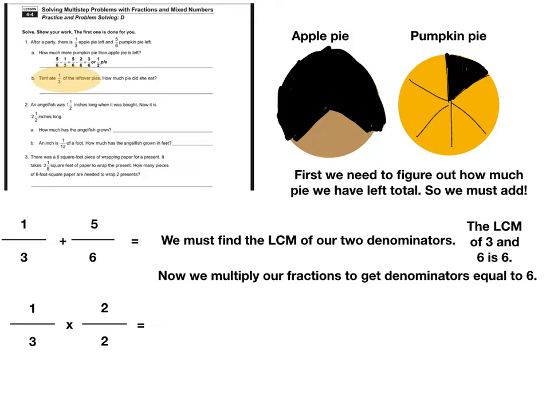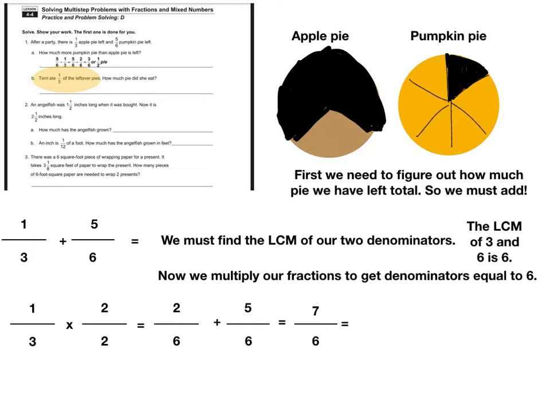Whatever we do to the bottom, we must do to the top, which is where we get 1 times 2 equals 2, over 3 times 2 equals 6. So we have 2/6 is our new fraction, equivalent to 1/3. Now we already had 5/6, so we don't need to change that fraction. We just need to add it. 2/6 plus 5/6. Remember, when we add fractions, our denominator stays the same. So since both of our denominators are 6, it stays a 6. We add the numerators, which is 2 plus 5, and that's where we got our 7 from. And then our denominator stays 6.